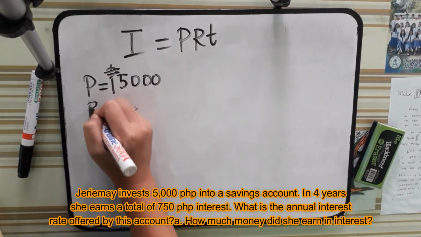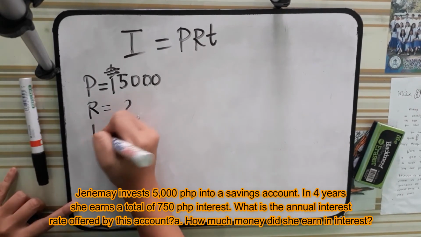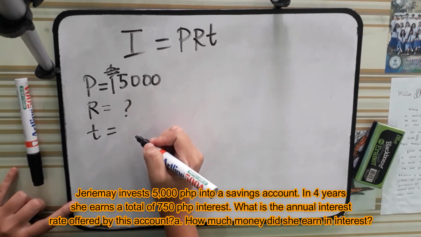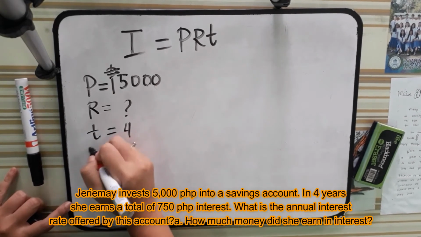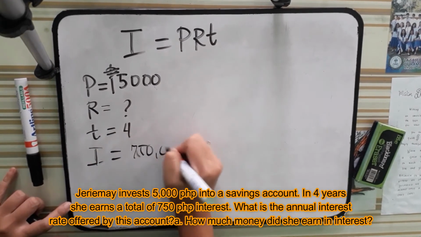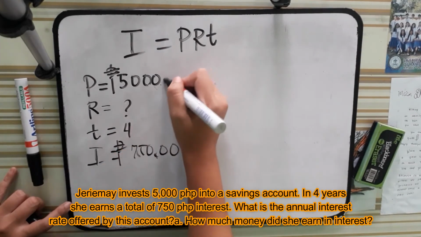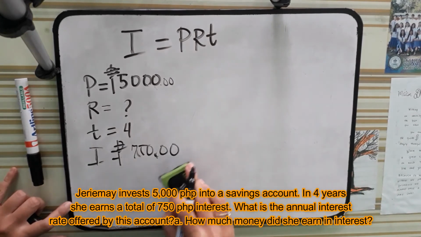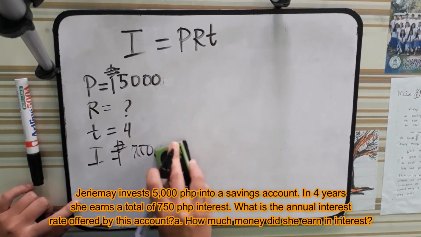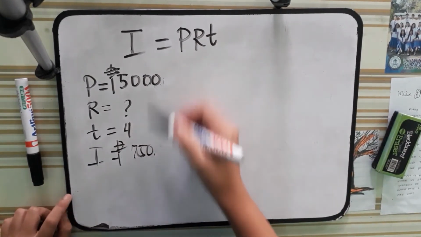And our rate is unknown. Our time is equal to 4 years, and our interest is 750 pesos. We may use the decimal point, but since it is a whole number, we don't need to, so we don't get confused. After that, we need to substitute the givens into our equation.